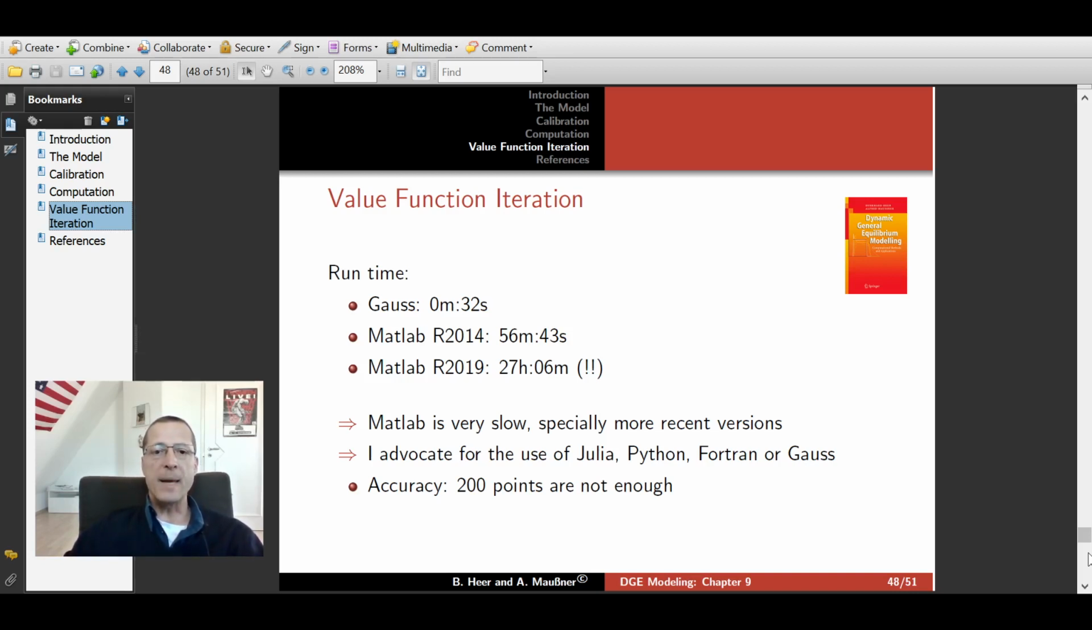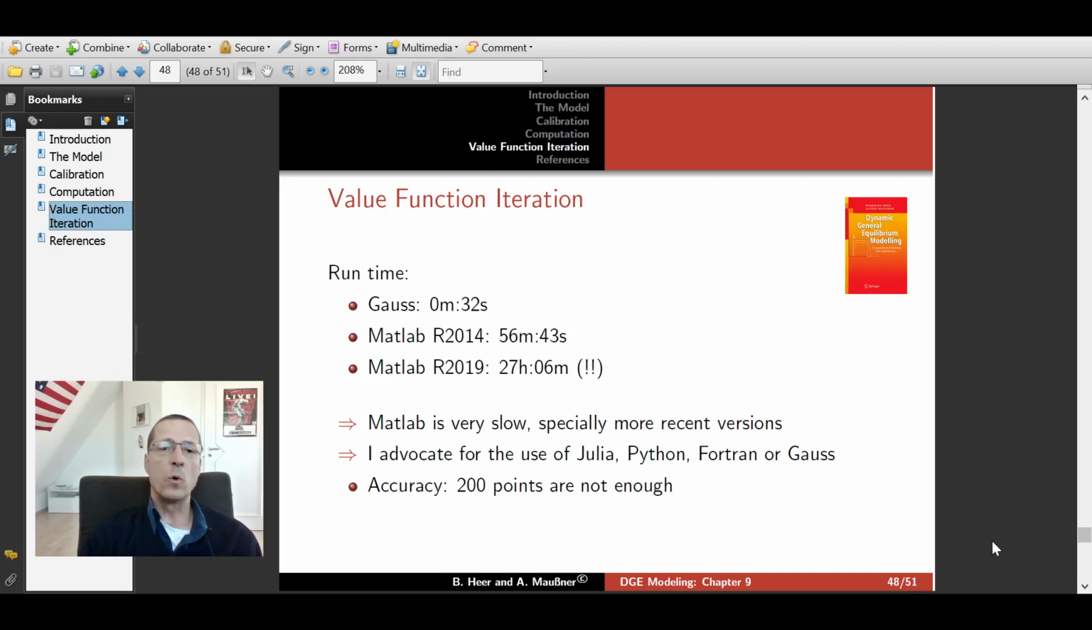When I use MATLAB, and I use the exact same commands, so I translated my GAUSS computer program into the MATLAB computer program, one by one, in a congruent fashion, then the MATLAB version from the year 2014, the release 2014, takes approximately 1 hour, 56 minutes on my computer. So it's about 120 times slower than GAUSS.